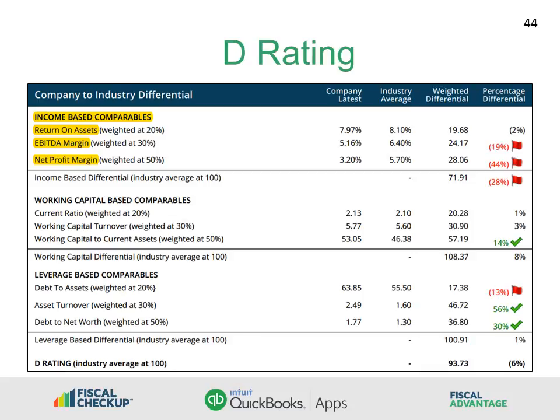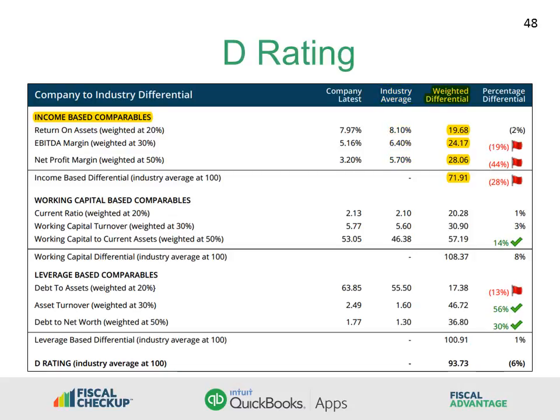Page 7 introduces two ratings systems developed by Fiscal Advantage. The D rating uses 9 key ratios that have an overall comparison to their industry. It is explained in much more detail in the Industry Comparables report. But as we summarize it here, we start with the 3 income-based ratios that you see here. We weight the ratios differently, in this case with the net profit margin having the greatest weighting. The ratios of the company are shown in this column, compared to the industry averages in this column.